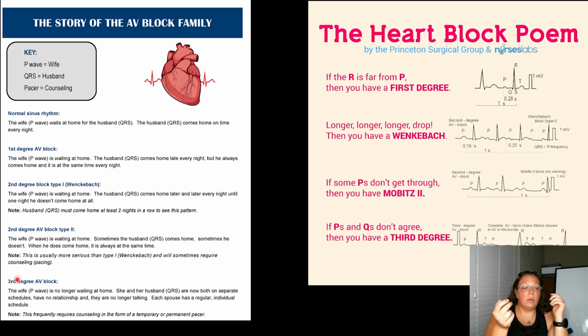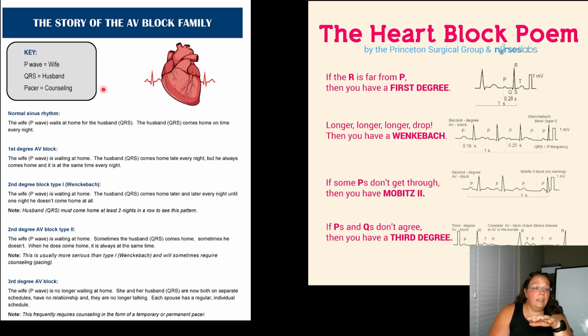So in second degree type 2, you have a P wave, QRS, P wave, QRS, P wave, P wave, P wave, QRS. So not all the time will that QRS come home. We just don't know. But P wave is always there.